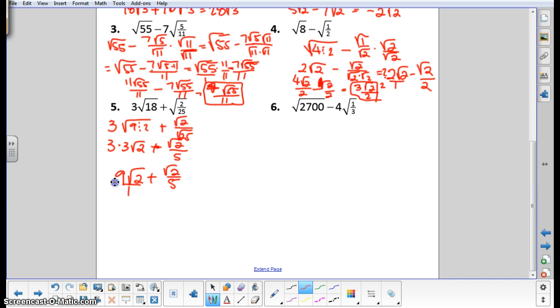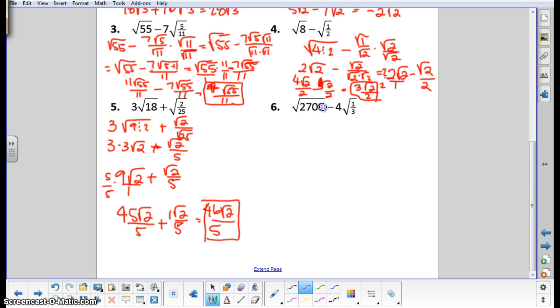So you could put the 9 over the 1 and then multiply by 5 over 5. So you get 45 root 2 over 5 plus 1 root 2 over 5. 45 plus 1 is 46 root 2 over 5. And that's the answer.